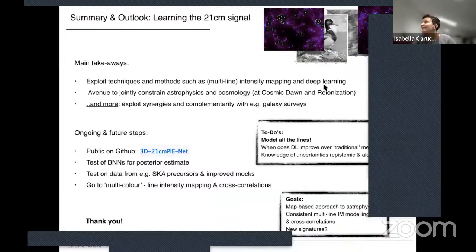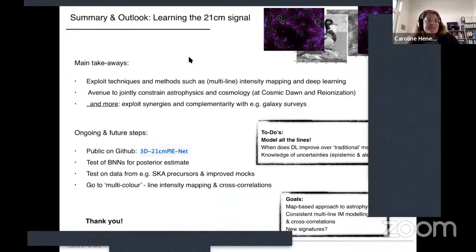So, hi, Caroline. Have you thought about how to handle residual systematic foregrounds in the data in a machine learning approach? So we haven't thought about foreground cleaning, if this is what you mean. Unfortunately, no.